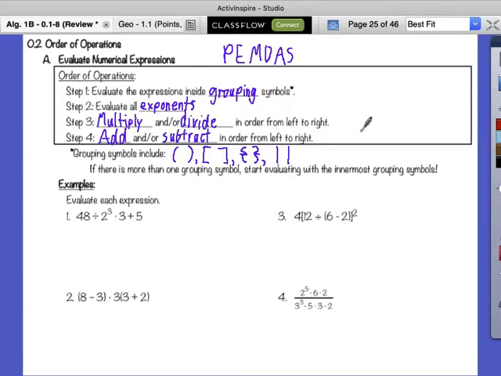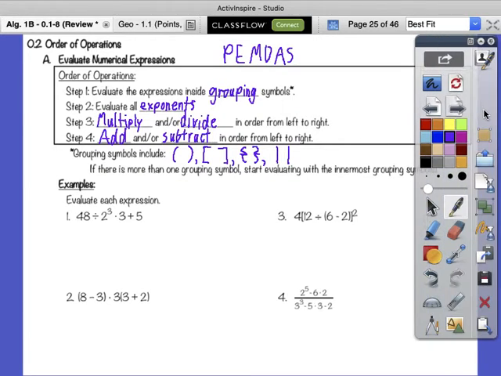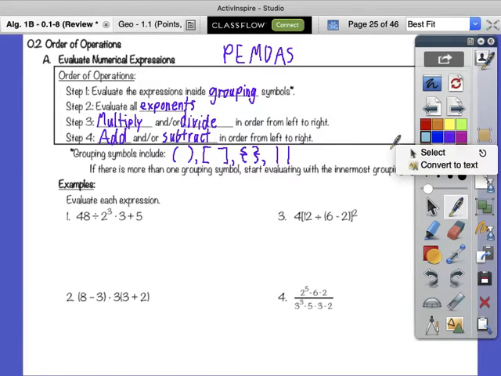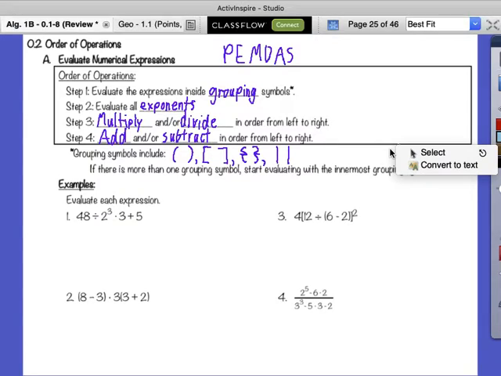Okay, evaluate each expression. So 48 divided by 2 cubed times 3 plus 5. Does anyone know what we would do first here? Okay, Tucker. We would do the exponent, which is 2 cubed.